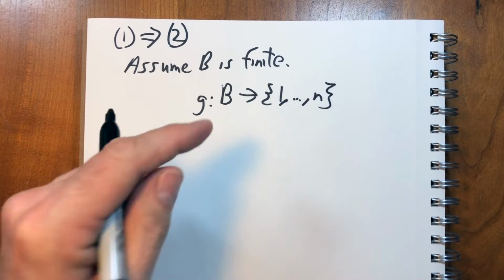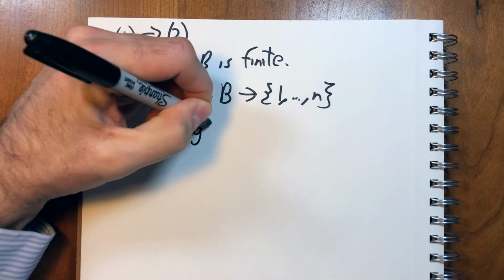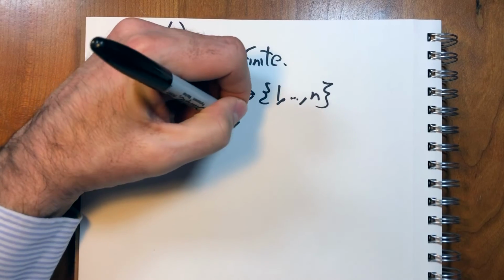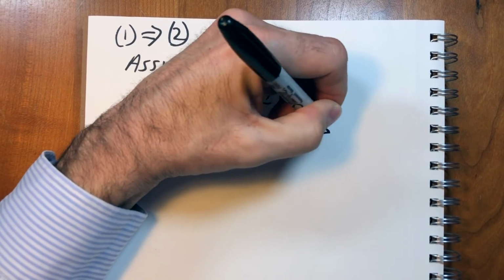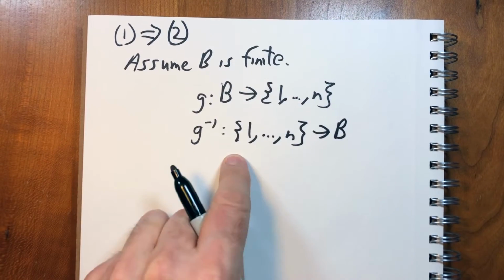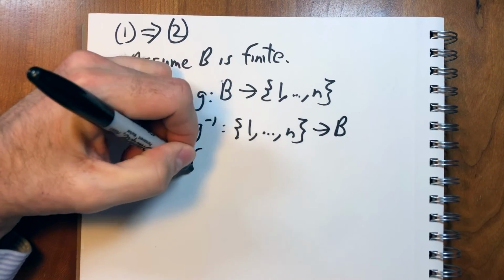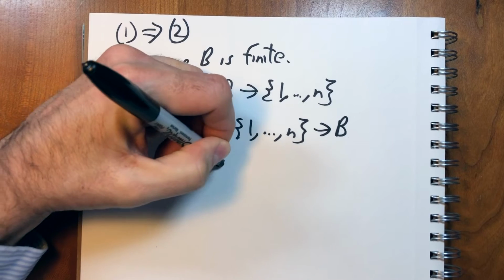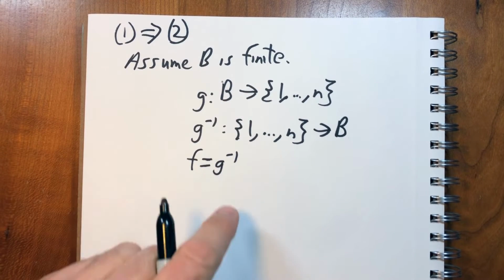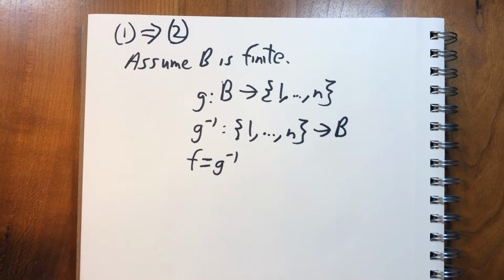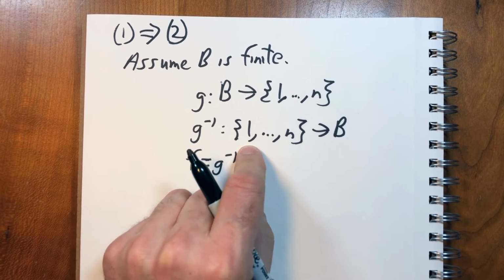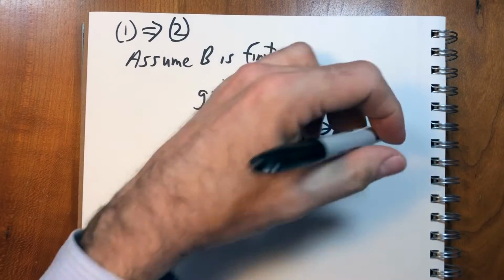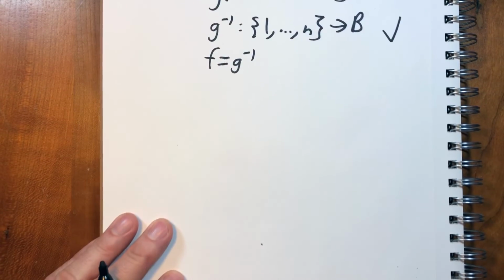Since G is bijective, so is the inverse, so that means that there exists a function from the section into B, which is also bijective. So let F equal the inverse of G. Bijective means injective and surjective. So F then is a surjective function from the section 1 to n onto B, and that's what we needed to prove. So that part's easy.